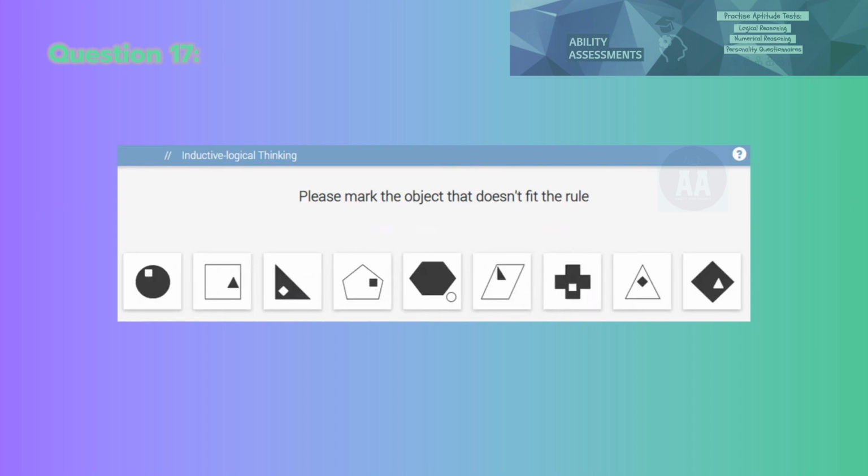On question number 17, just from our quick glance, I can already tell you that the answer should be this one over here. That is because if you have a look, in every single object, you have a larger shape with a smaller shape inside. All of them follow this rule apart from this one. This immediately drew my attention because it was the only one that has the smaller shape outside of the larger shape.